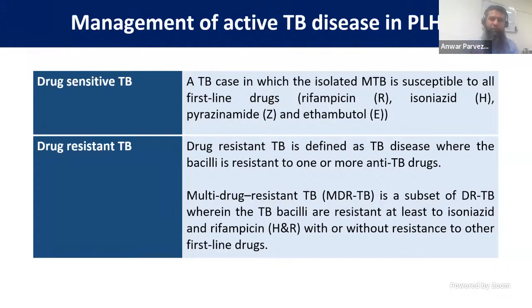MDR-TB has a specific definition. When a TB patient, it is a subset of drug-resistant TB obviously, but the bacilli should be resistant to INH and rifampicin both, with or without resistance to other anti-TB drugs. So that is called MDR-TB. But otherwise, if more than one drug is resistant, it is called polydrug resistant TB.